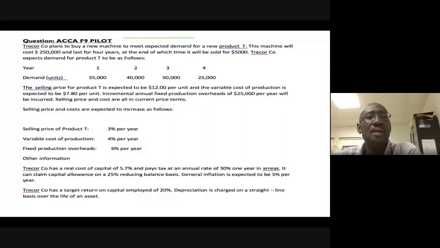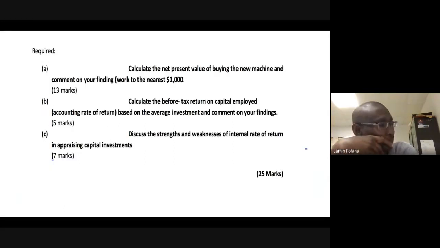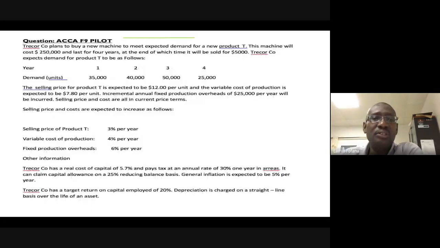Yeah. So let me just project that. Okay, so this is the question. It was a pilot paper of F9, ACCA F9. Very short question, but highly loaded. If you want to take a screenshot now, I'll move to the requirements on the next page, on the next slide.